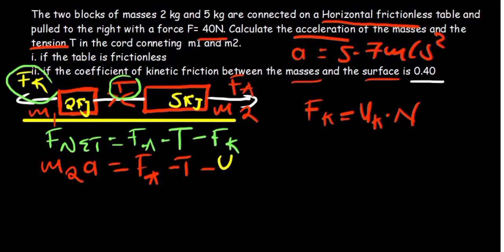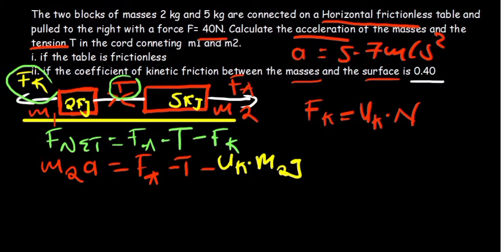So we have mu k multiplied by its mass, m2, then g. Okay, so this is basically the equation that we have for the first box. Now if you go to the second part of the first part of the box, which is the 2 kilogram one, what do we have?